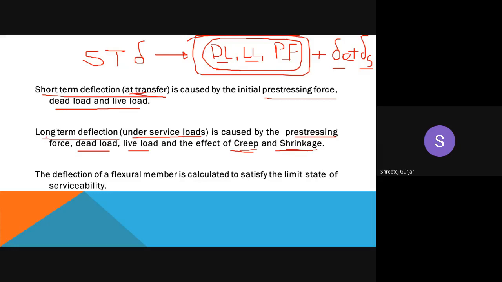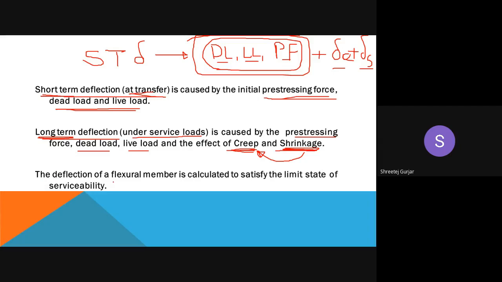As the name says, it is long-term because it is caused after a long time. Creep, especially, occurs after a long time, while shrinkage may occur relatively early compared to creep. But dead load, live load, and pre-stressing force act immediately and cause deflection in your beam. So these are termed short term, and those are termed long term.